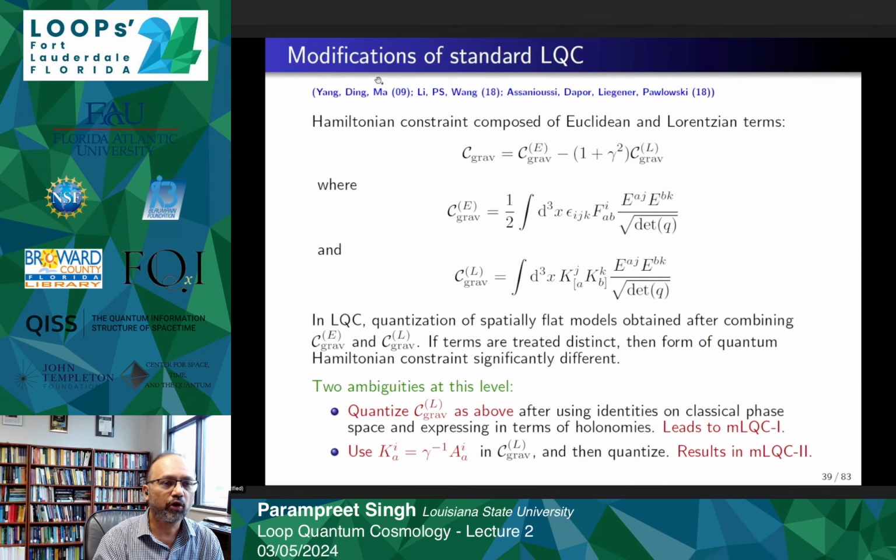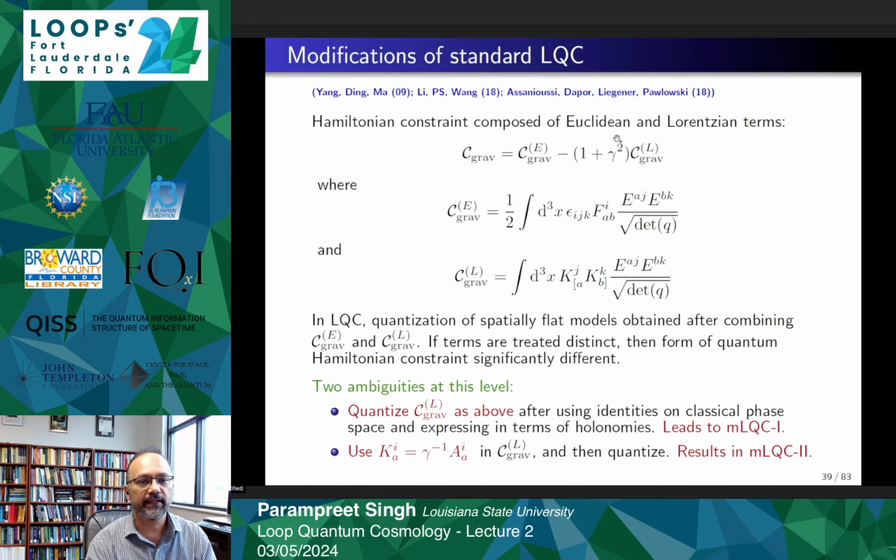thanks to this forgotten earlier work of Yang Ding and Yongge Ma in 2009, which was rediscovered in very different ways. That Hamiltonian was rediscovered by Dapper and Klaus Liegener, and then with my collaborators Baofi Li and Ansong Wang, and the collaboration between Erlangen and Warsaw groups, this work was redone.